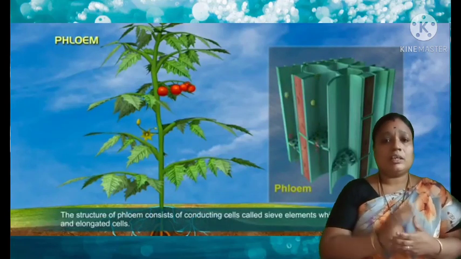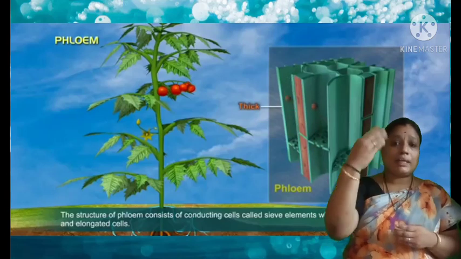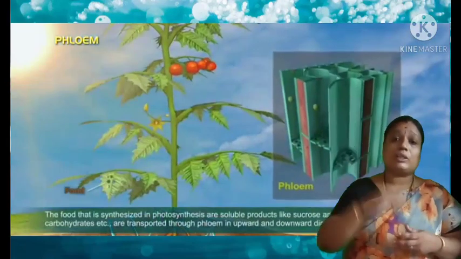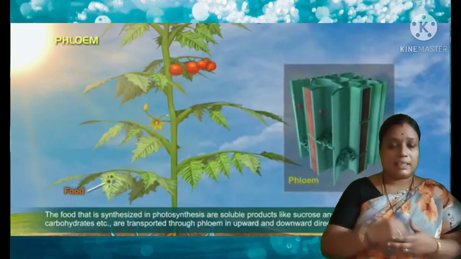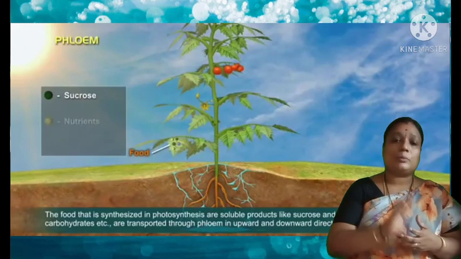In the same way, children, the leaf prepares the food for the plant, isn't it? It is prepared in the leaves. That is the shoot system. Leaf is the shoot system. But how is it transported to the root? Yes, children, it is by a vascular tissue called phloem.